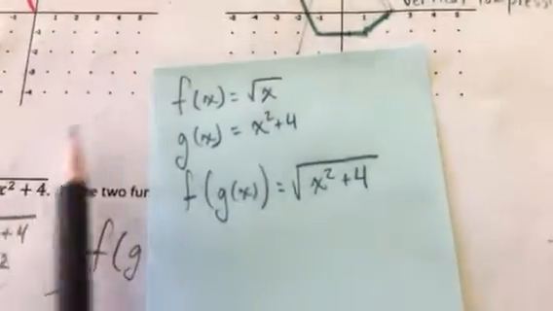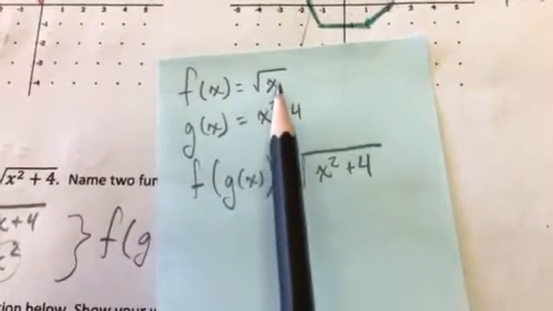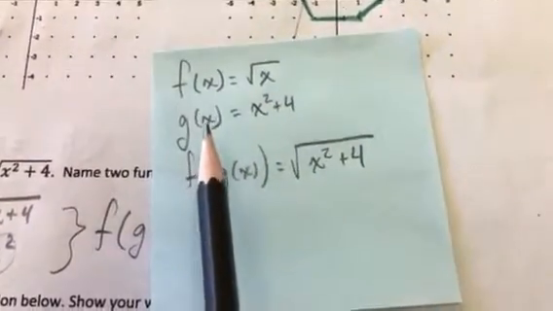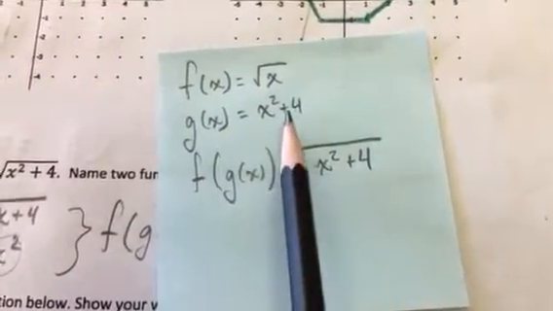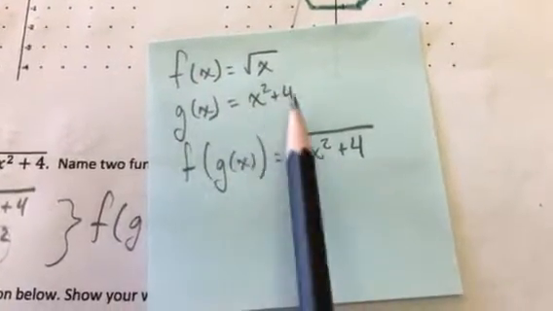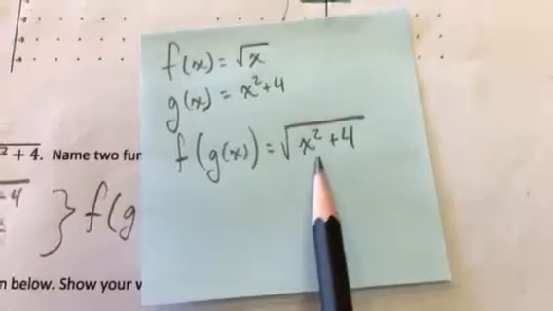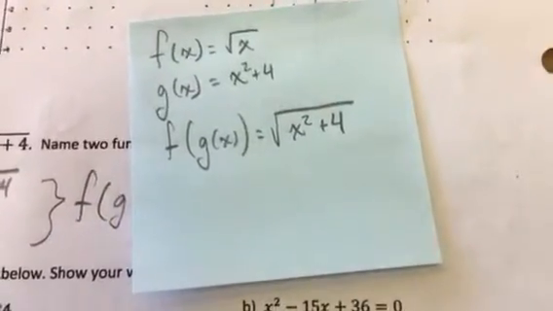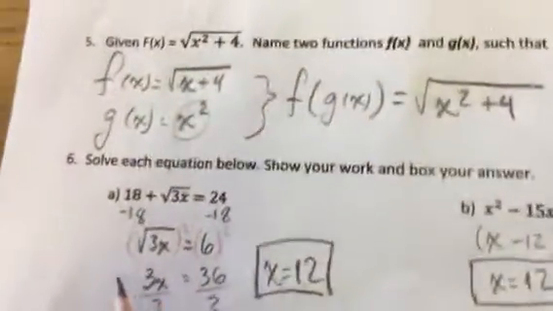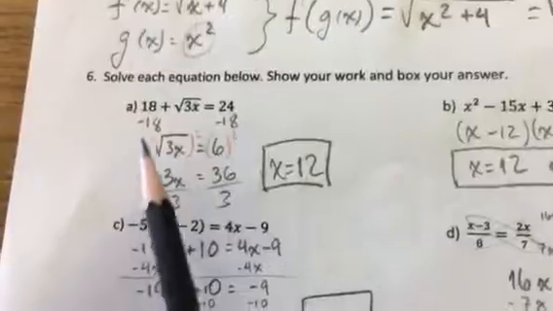If my outer function is just the square root of x, and my inner function is now x squared plus 4, taking x squared plus 4, putting it in place of x in f of x gives me the same thing, square root of x squared plus 4. So 2 different ways to do that kind of. And the last few problems are kind of random equations to solve, so don't forget how to solve equations.